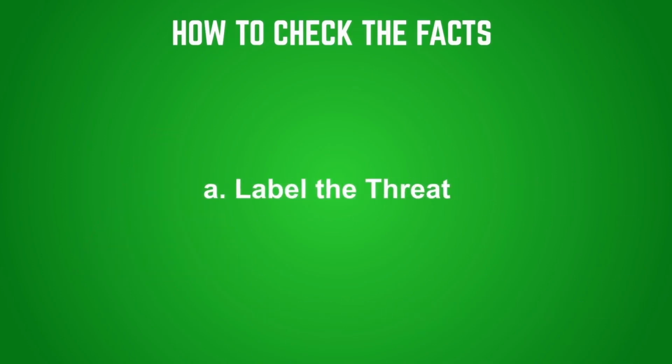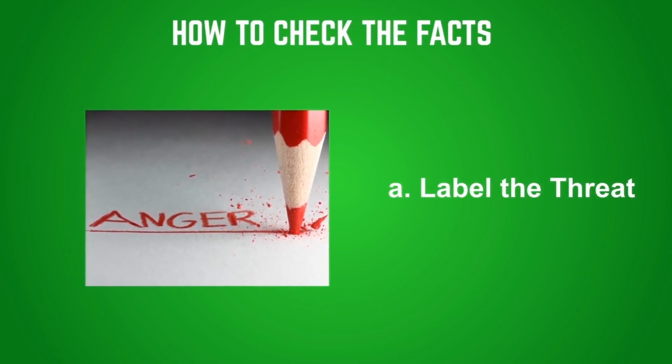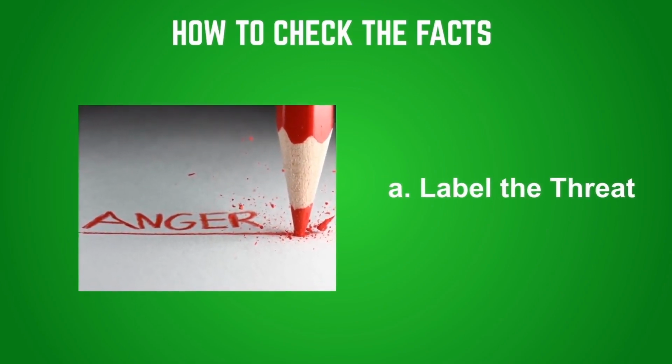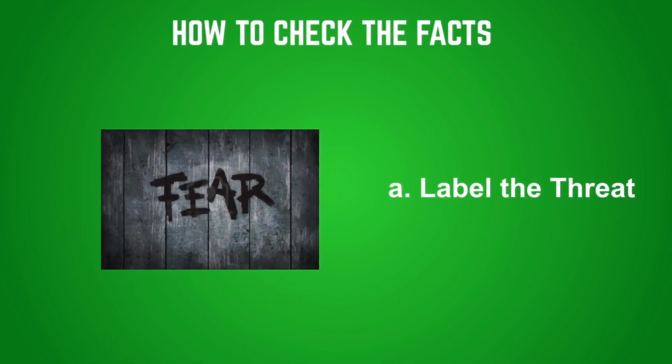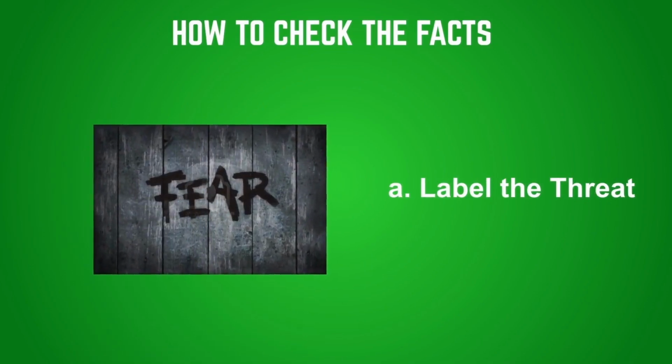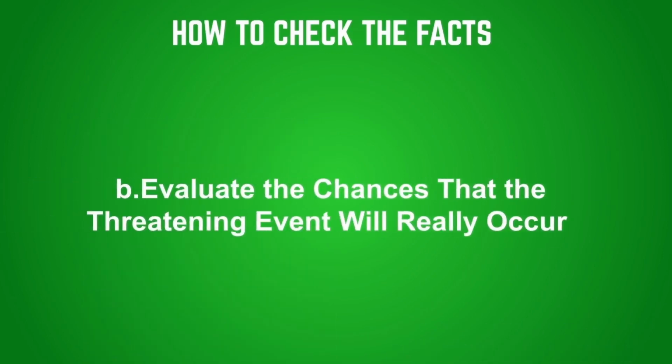Label the threat. For example, we experience anger when being attacked or important goals being blocked. We experience fear when encountering danger to life, health, well-being. Evaluate the chances that the threatening event will really occur.